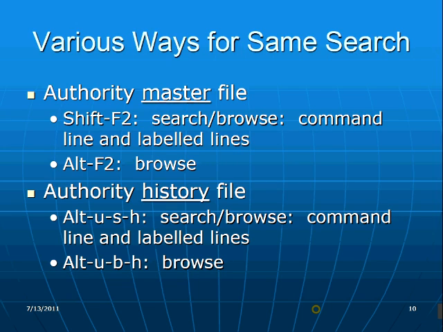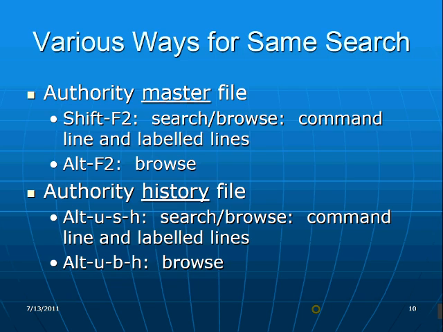On Connexion clients, there are various ways for the same search. For the authority master file, Shift F2 opens an authority search window. Inside the authority search window are a command line through which either a search or a browse command may be entered, and labeled lines for specifying search terms. Still for the authority master file, Alt F2 opens an authority browse window through which browsing may be executed.